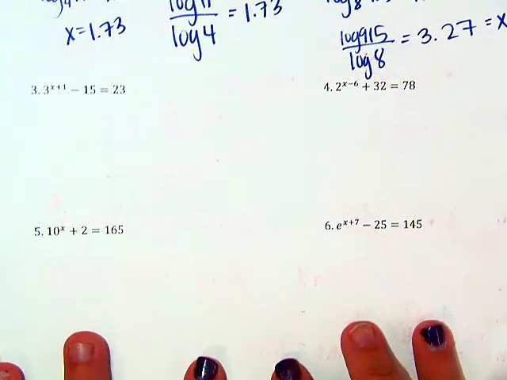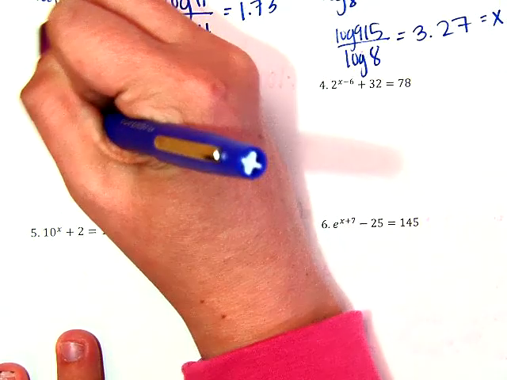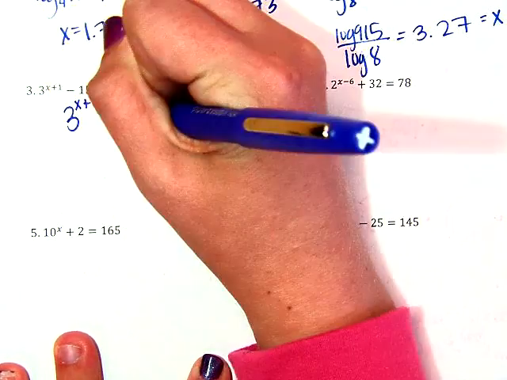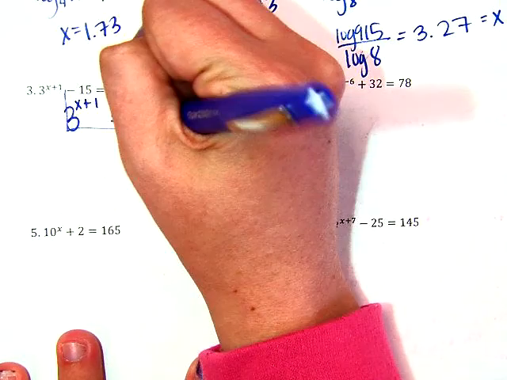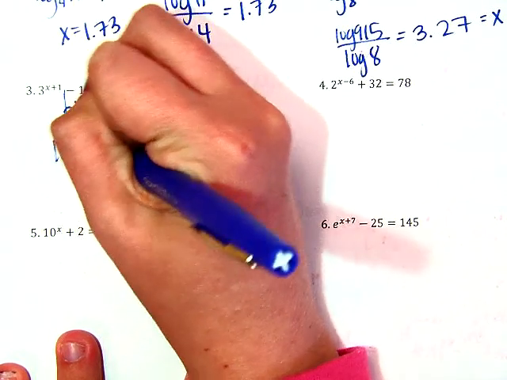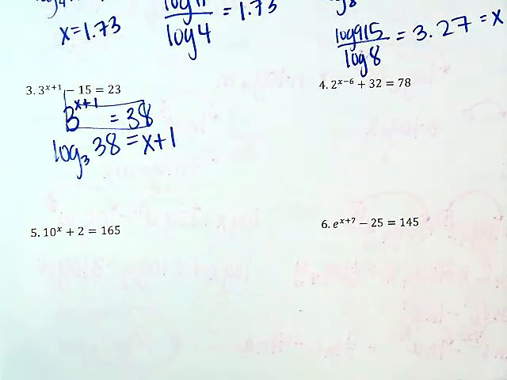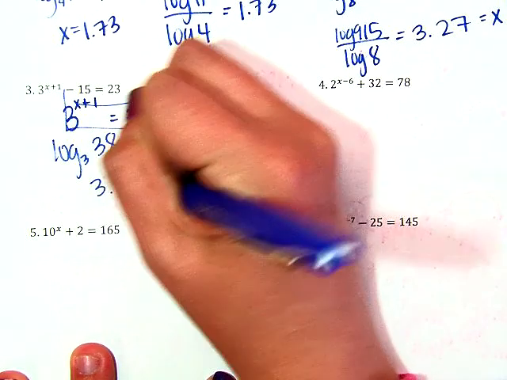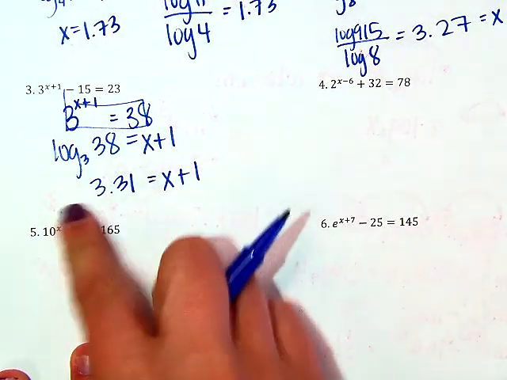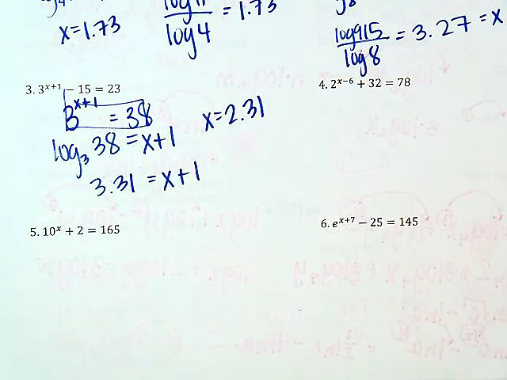Okay, now some more advanced ones. We're going to do a couple multi-step ones, kind of. So I'm going to add 15 first. Gives me 38. Now when I go to do the L part, becomes log base 3, 38 equals x plus 1. Plug this in your calculator. Log 38 divided by log 3 becomes 3.31 equals x plus 1. So when I subtract 1, I get x equals 2.31.